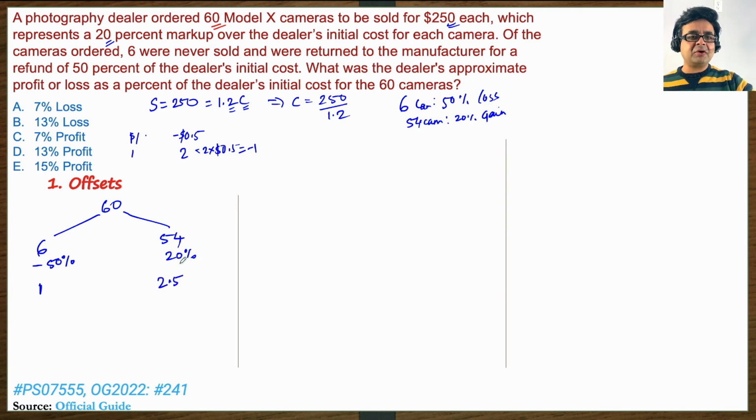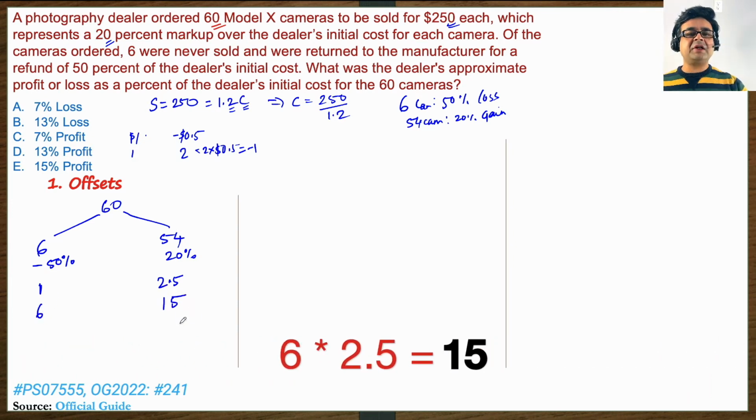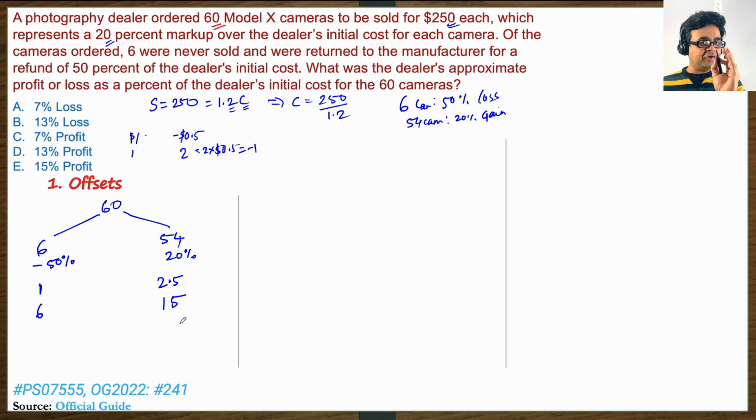2.5 multiplied by 20 would be 50. So for every camera he doesn't sell, he would have to sell 2.5 cameras to offset that. So for 6 cameras he doesn't sell, he would have to sell 15 cameras to offset the profit. So we know that after the 15 cameras he has sold, he is going to make only profit, right? He has already offset all his losses. So at 15, his profit equals loss.